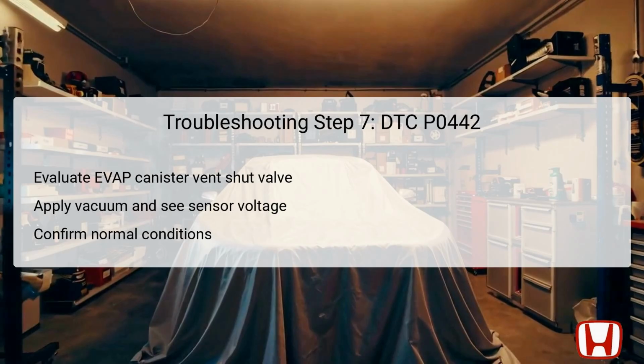If the sensor voltage increases beyond normal thresholds, this indicates a malfunction in the canister vent shut valve that must be addressed. Correct operation ensures vapor containment, preventing emissions leaks, and avoiding further DTC errors in the future.